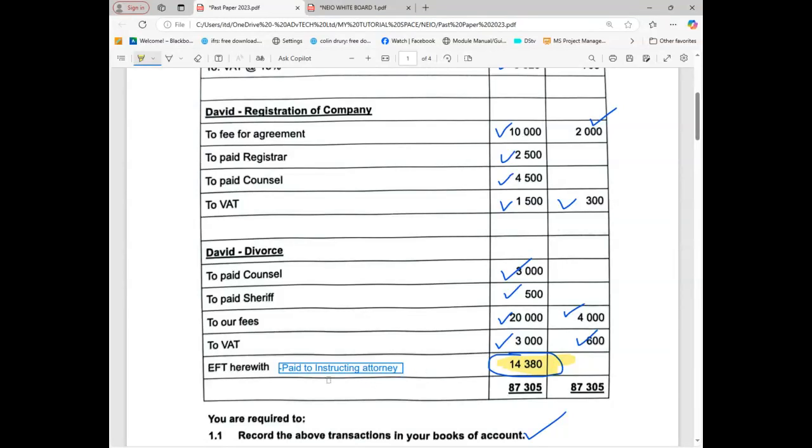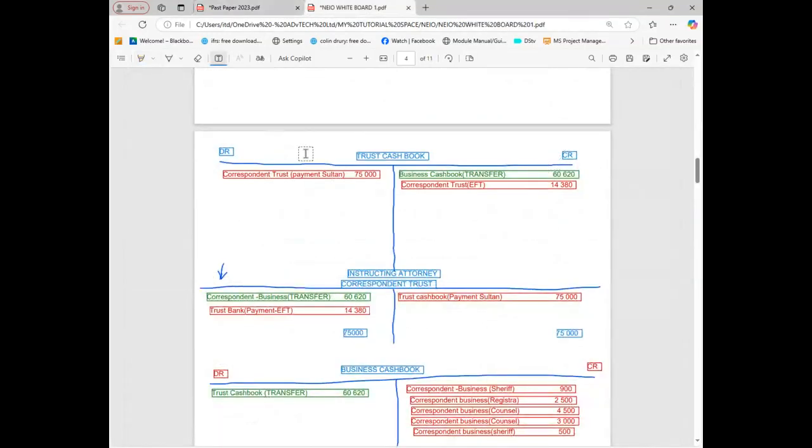And this is what we are going to pay to the instructing attorney. It's what we paid. You can even see the trust bank account went down here, because we paid. We paid this one. If you check this account, we don't owe them anymore. This account is closed. It balanced. Even this one is closed, I'm telling you. If you balance this one, I think the sides are equal. Let's see. Yeah, it equals.